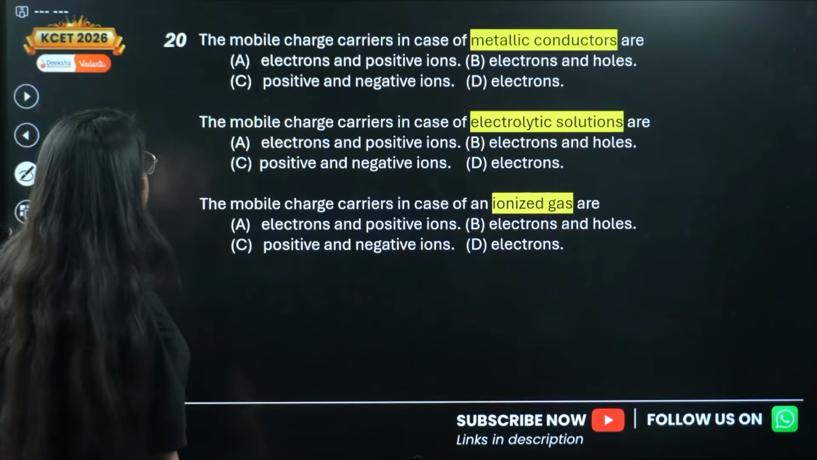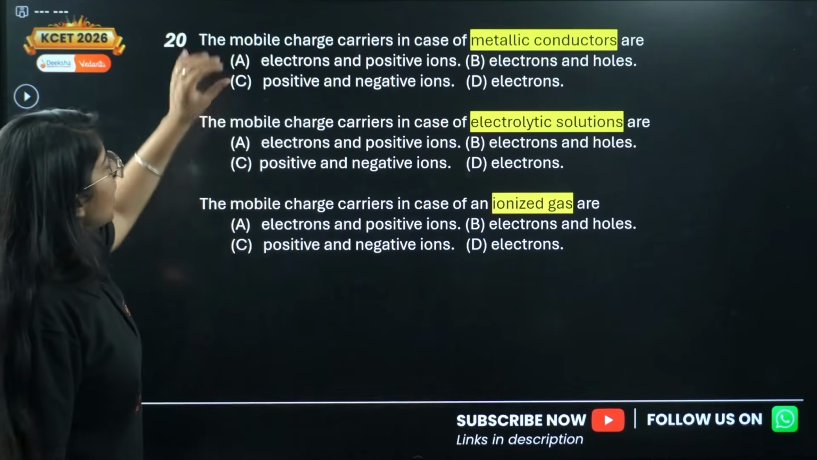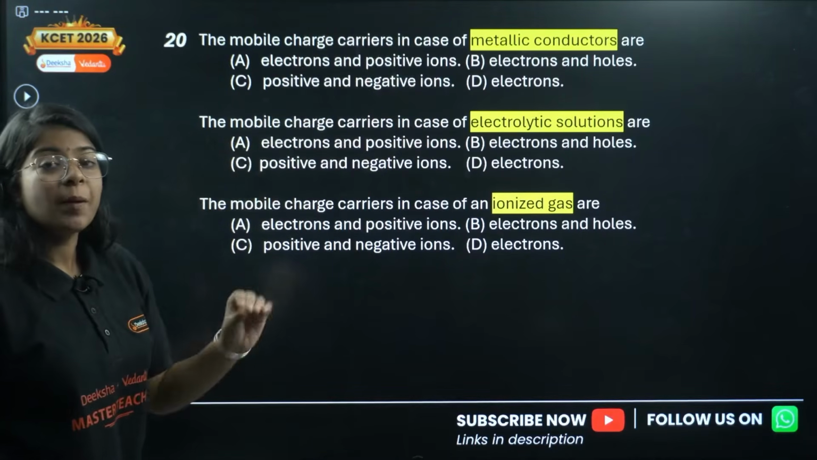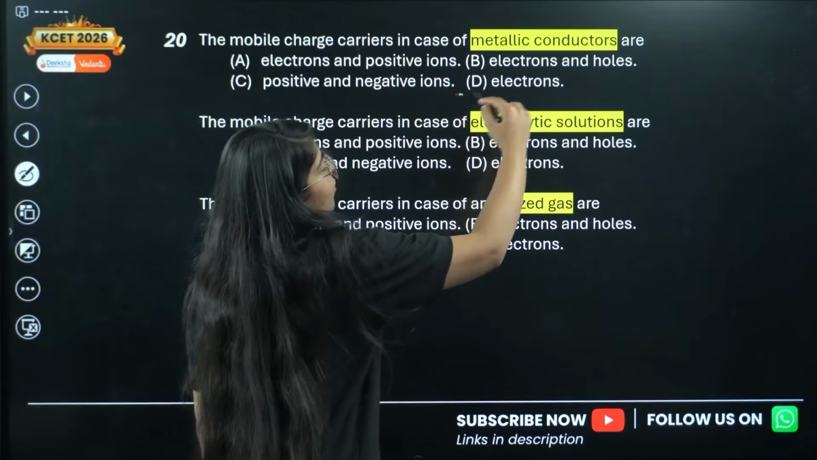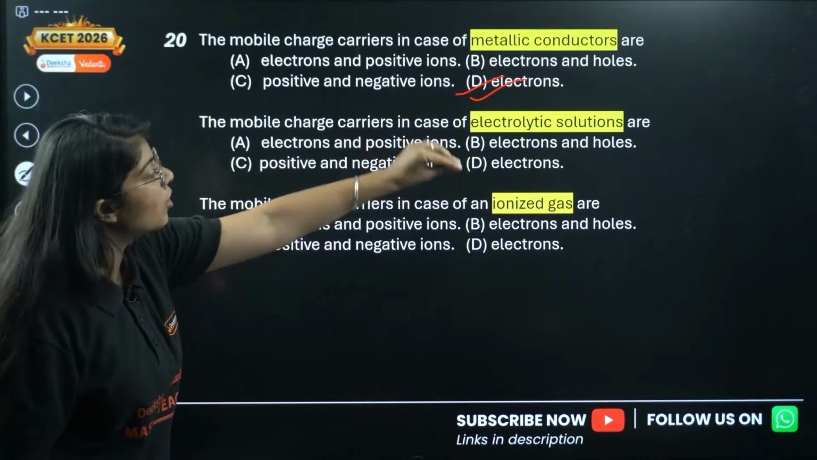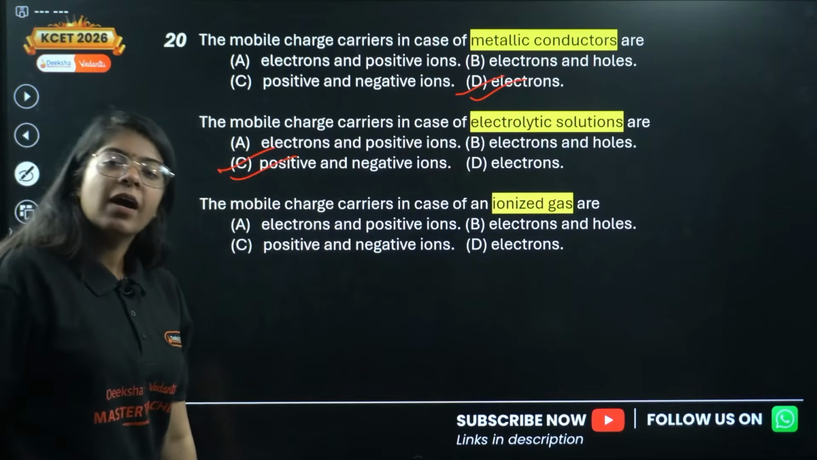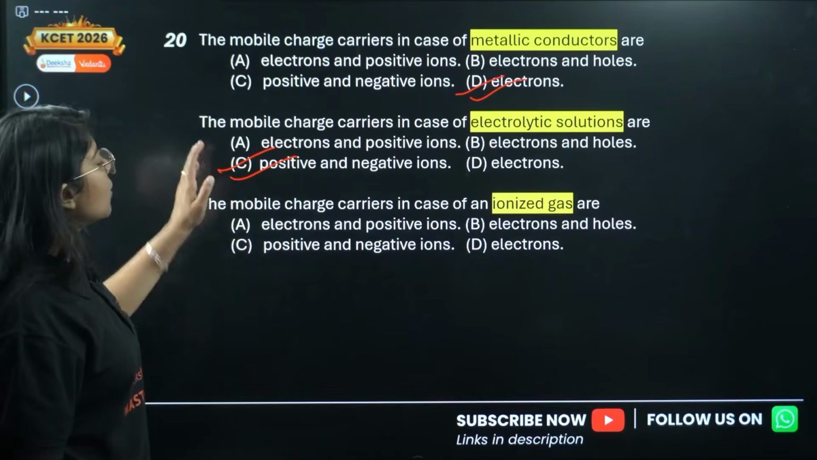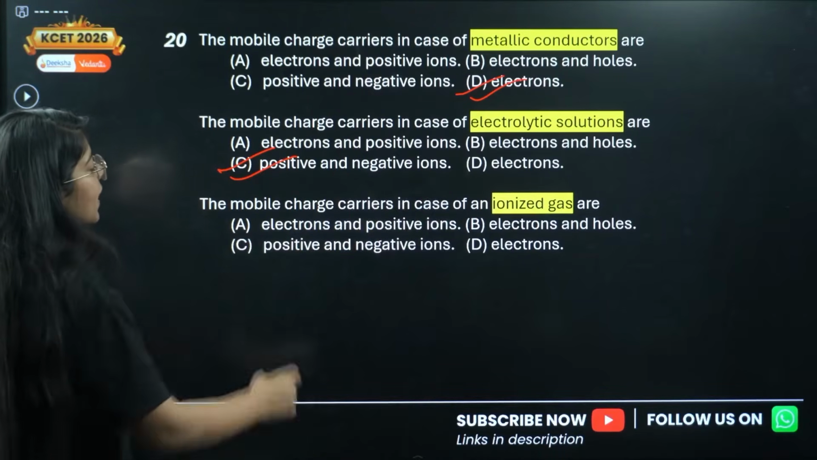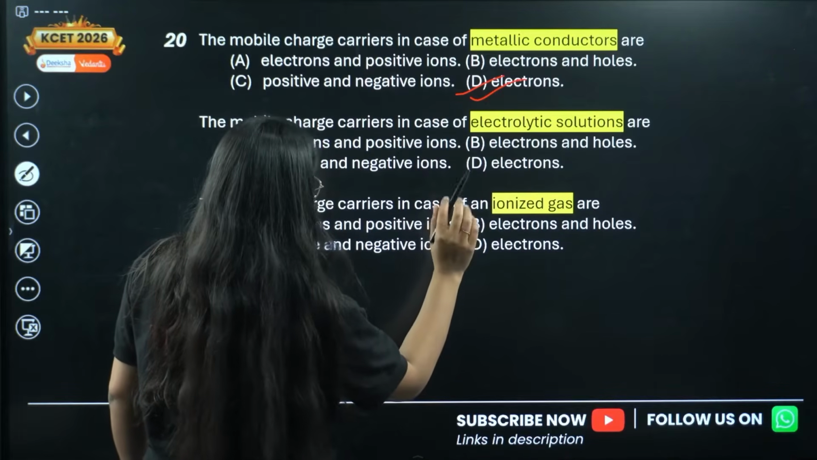Next question says, oh, we have lots of questions, but all are literally the same. The mobile charge carriers in case of metallic conductors are what? In case of metallic conductors, they will be electrons, correct? Then the mobile charge carriers in case of electrolytic solutions, in case of solution, they will be positive and negative ions, correct? Then the mobile charge carriers in case of ionized gas, they will be electrons and positive ions, I guess.